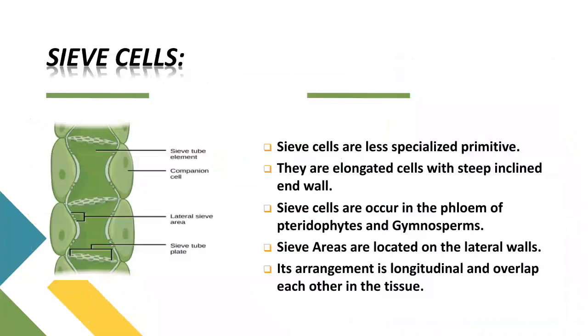Sieve cells. Sieve cells are less specialized, primitive. They are elongated cells with steeply inclined end walls. Sieve cells occur in the phloem of pteridophytes and gymnosperms. Sieve areas are located on the lateral walls. Their arrangement is longitudinal and they overlap each other in the tissue.